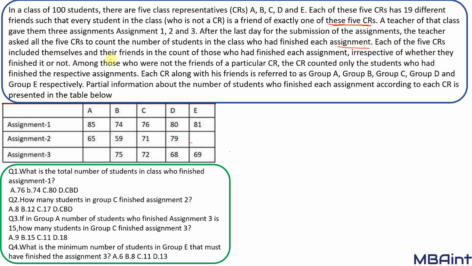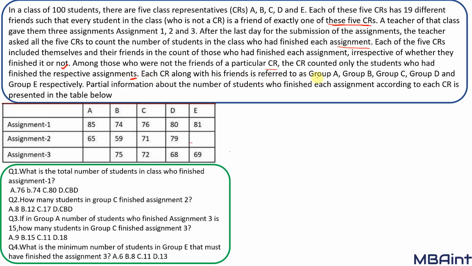Each of the 5 CRs included themselves and their friends in the count, that is 19 friends. Each CR will have 19 friends as mentioned above. Each CR would be biased for his 19 friends: even if they have not completed the assignment, they will count them. Among those who are not his friends, the CR counted only those students who had finished the respective assignments. So for the other students who were not his friends, he actually counted the number of the students who have completed the assignment.